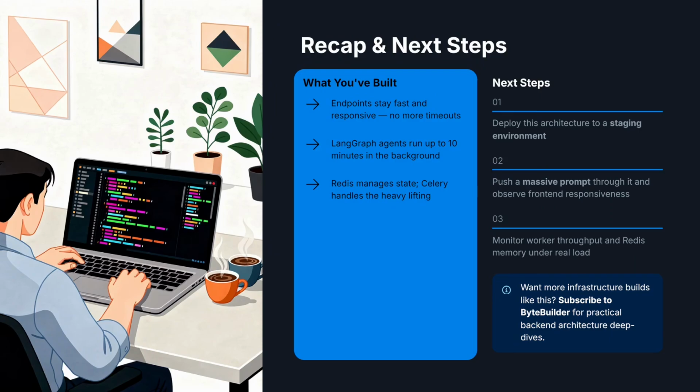So now you have got a robust asynchronous architecture running your AI agents. Your API endpoints will not time out anymore. OneGraph can take 10 full minutes to finish without crashing the server. You have got a Celery worker managing the heavy processing in the background, and Redis keeps track of the state automatically. Next step, try deploying this exact setup to a staging environment, and push a massive prompt through it. Watch how your frontend stays perfectly responsive while the agent does the deep thinking.